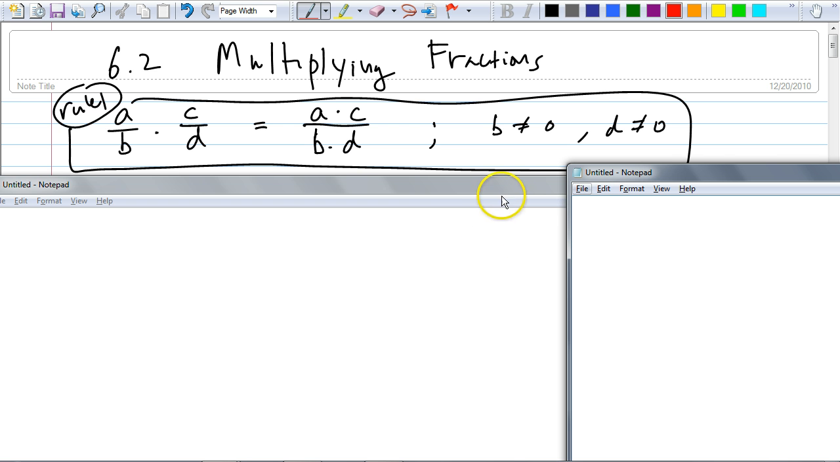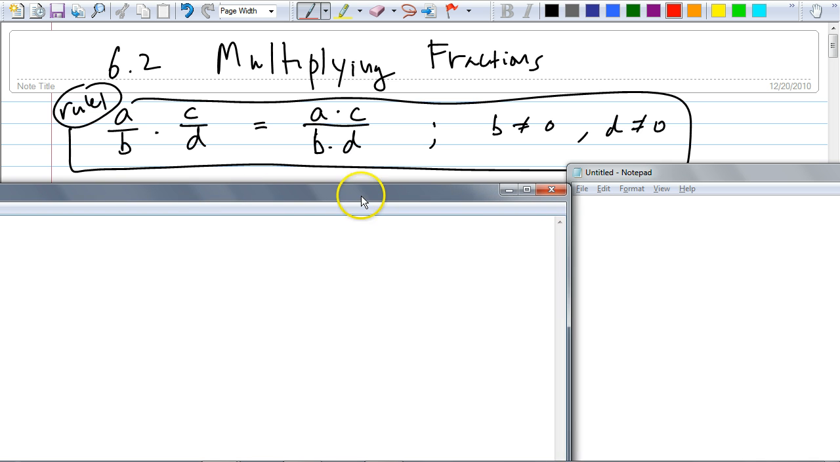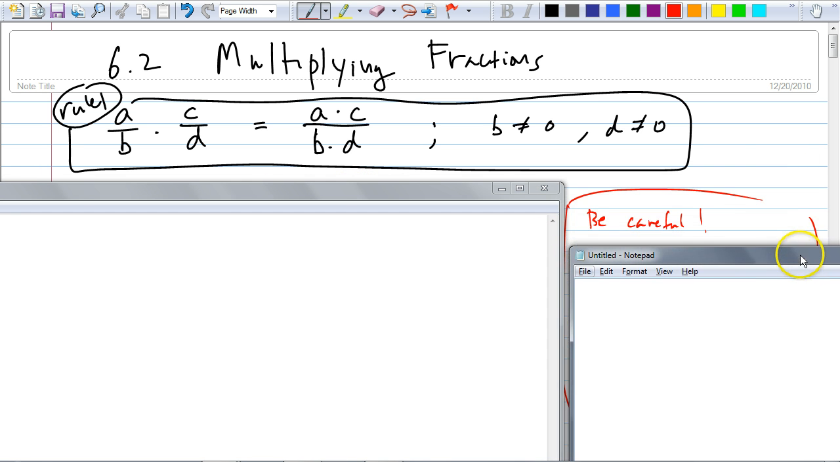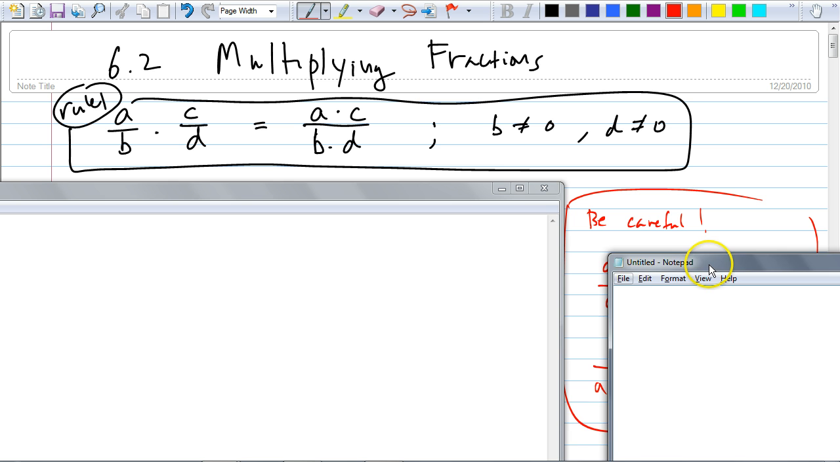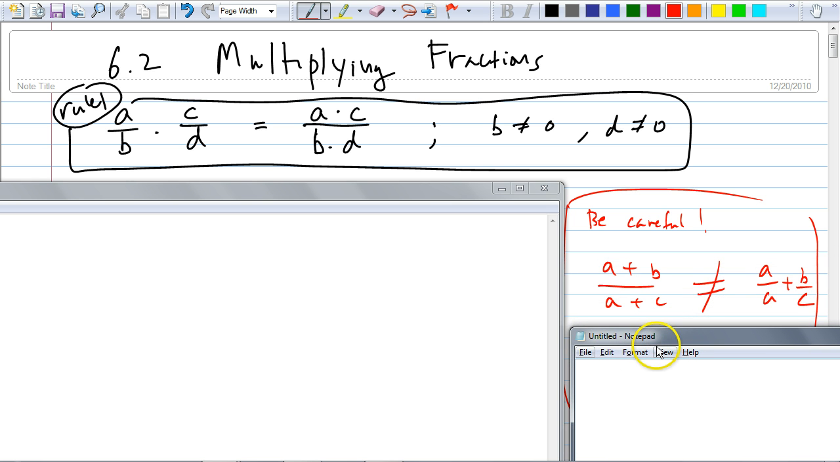But last time we talked about being careful of this sort of thing. Be careful if I have A plus B over A plus C. It's not equal to A over A plus B over C, is it? We talked about this many times. What does it equal actually? It does equal an addition of two fractions, not this way, but it is actually an addition of two fractions.